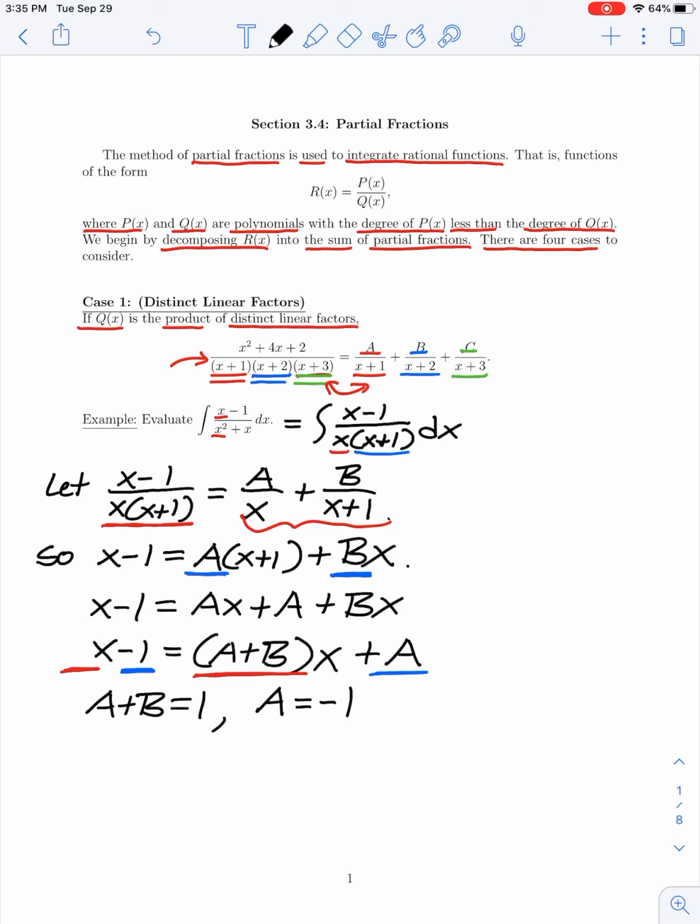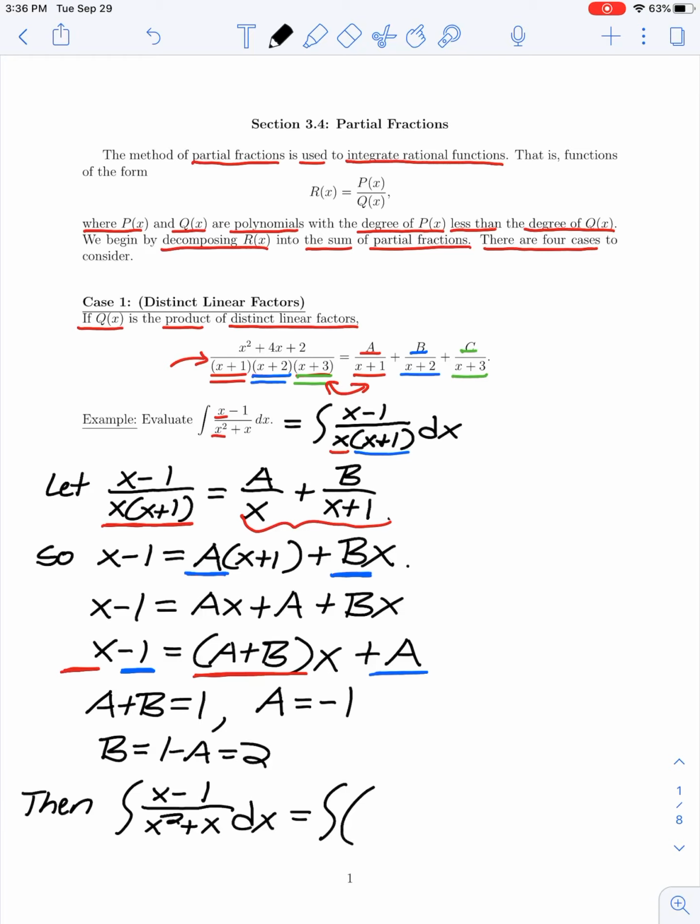So I find that a is -1, and if a plus b has to equal 1, that means b is 1 minus a, or 2. So we get the same decomposition that we had when we used our other approach. So the function that we started with can be rewritten in the form -1 over x plus 2 over x plus 1 dx.